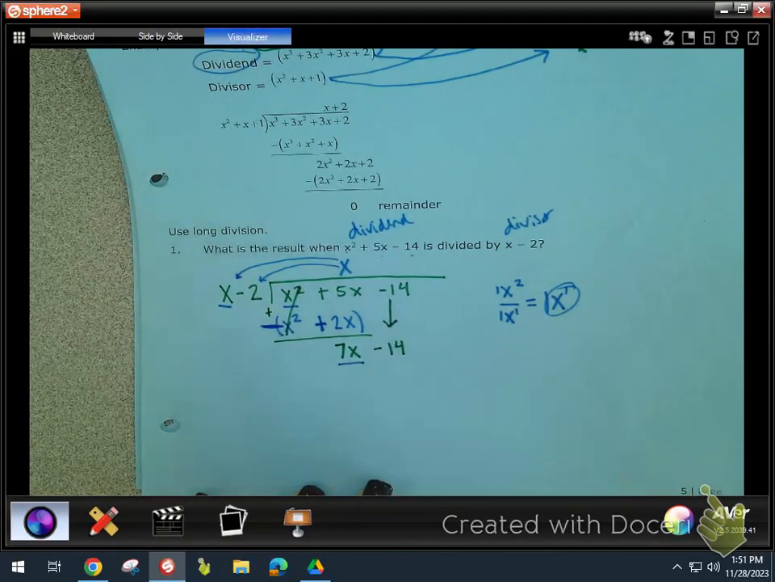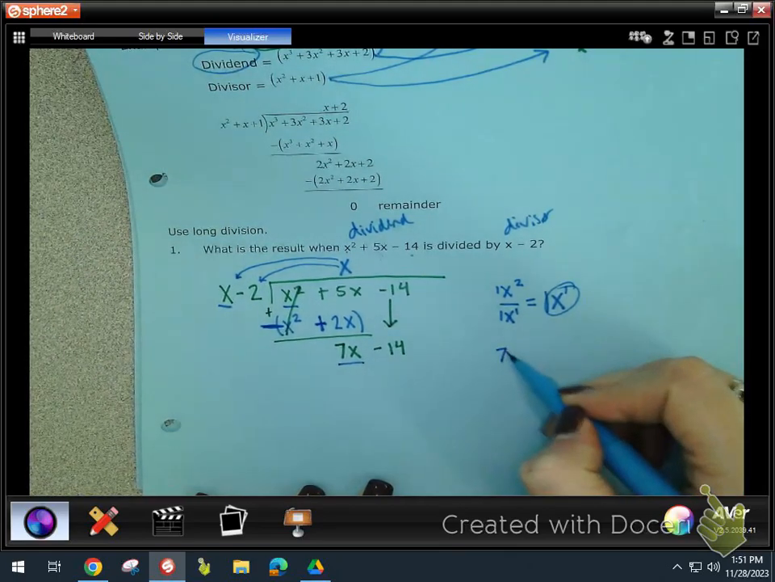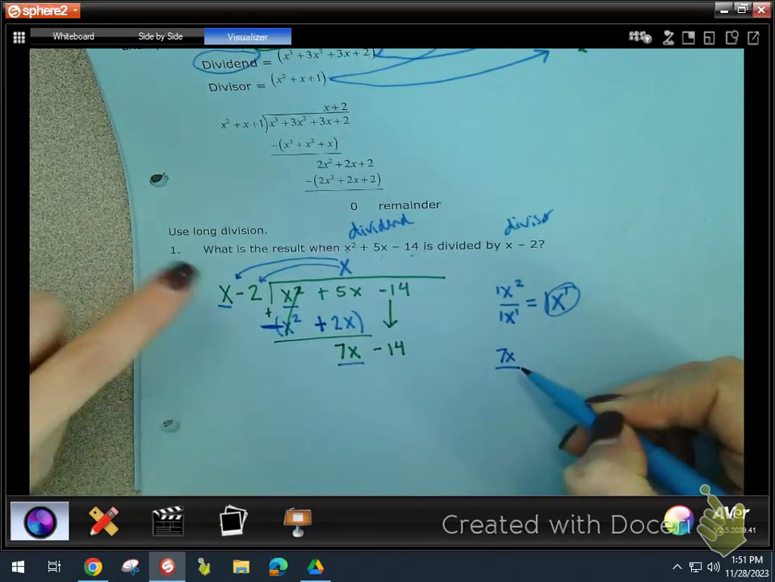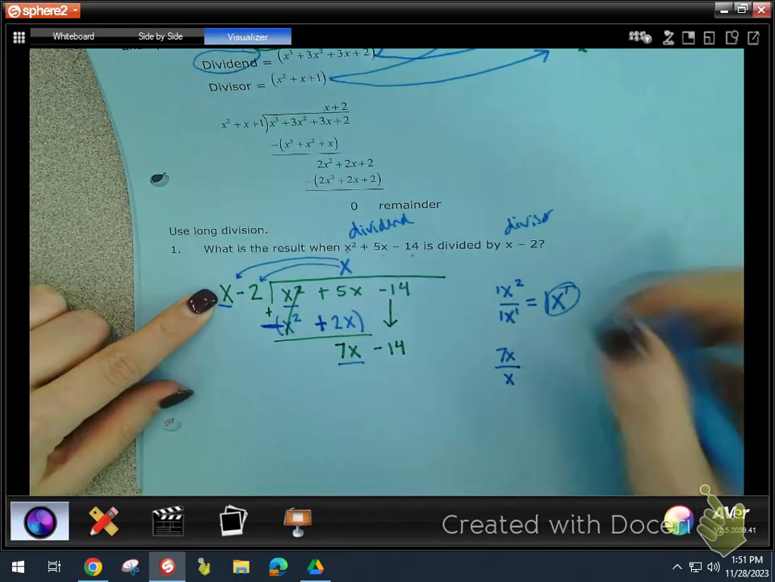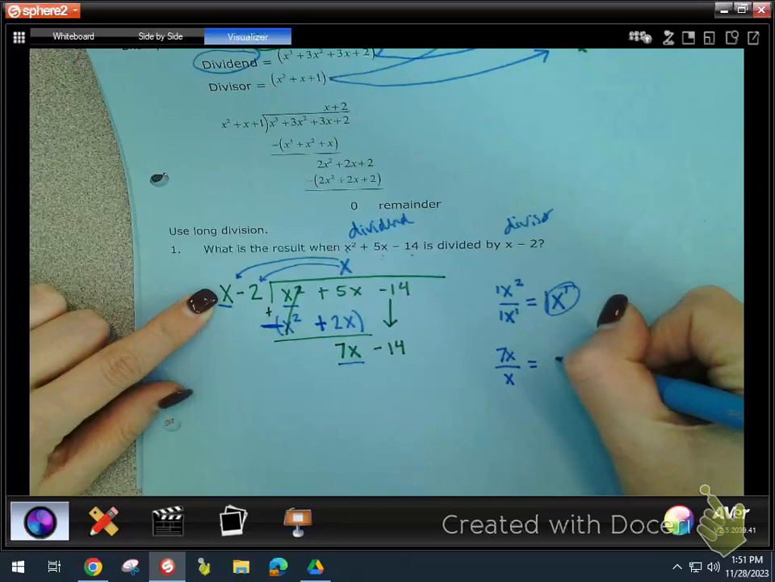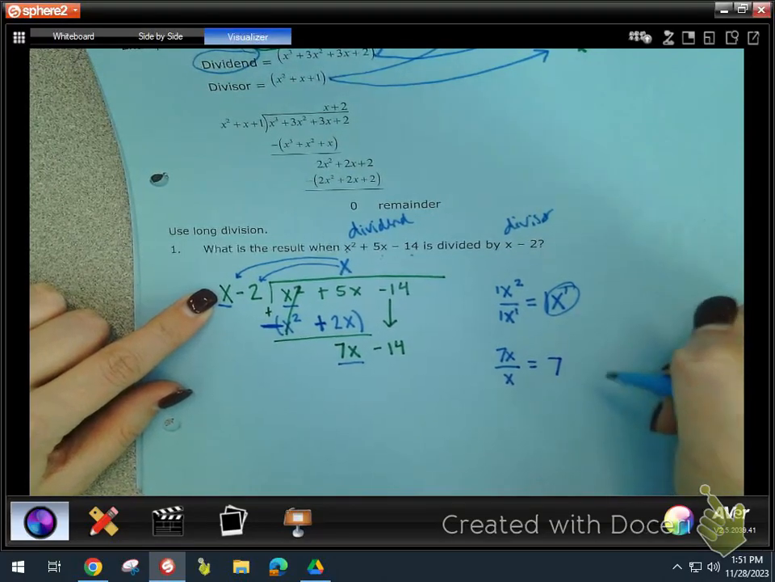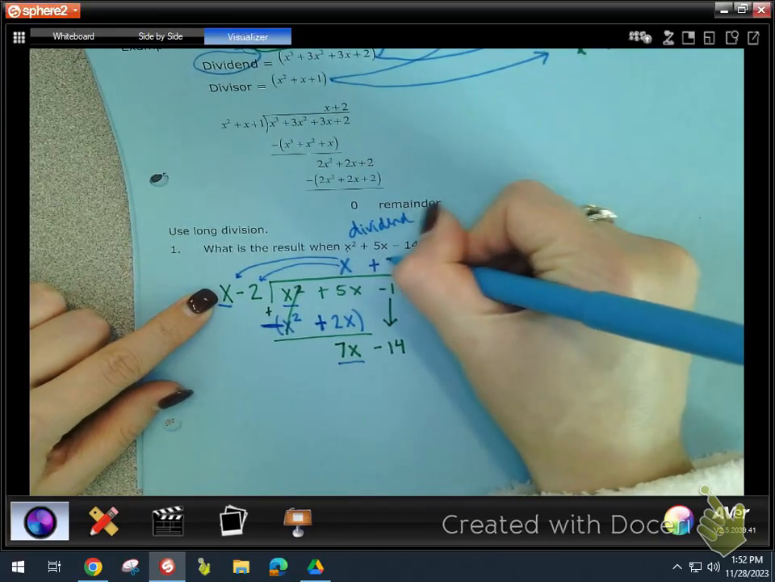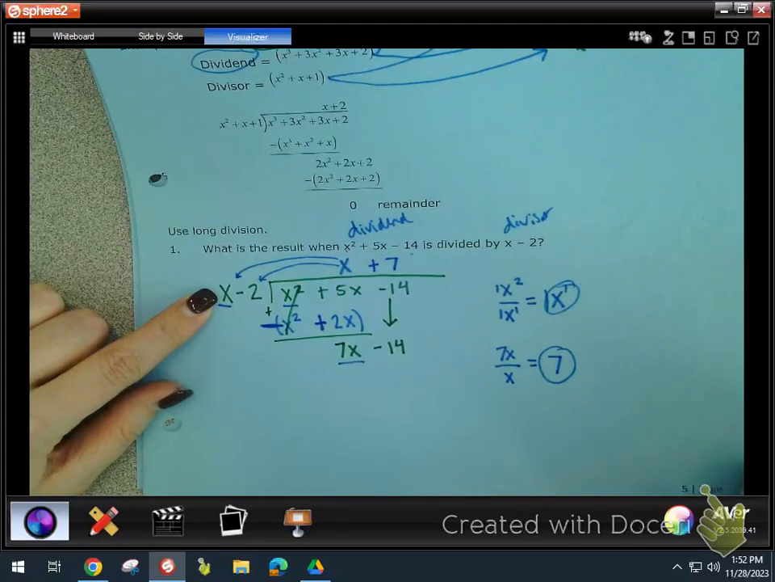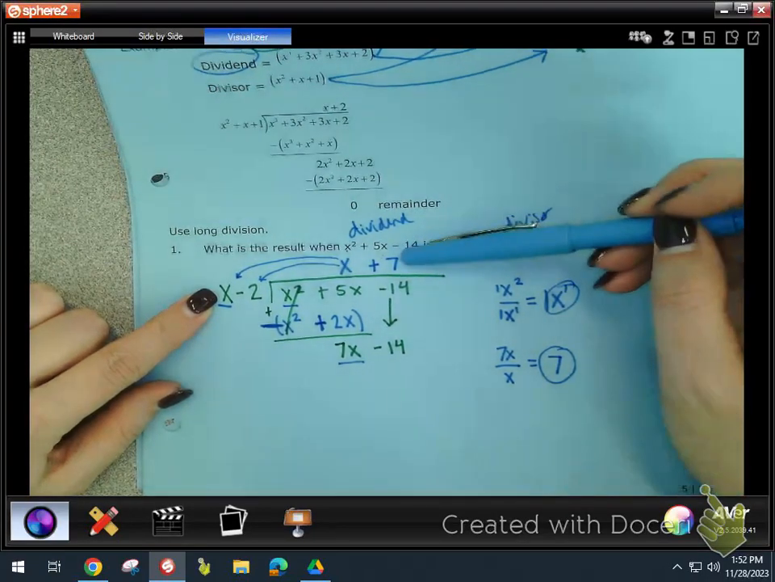This is now the first term, 7x. And I divide it by this same first term, x. What is 7x divided by x? 7. So this little mini quotient, which is a positive 7, goes at the top. Plus 7. Okay? It keeps going.